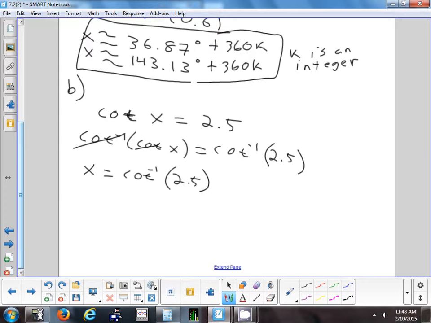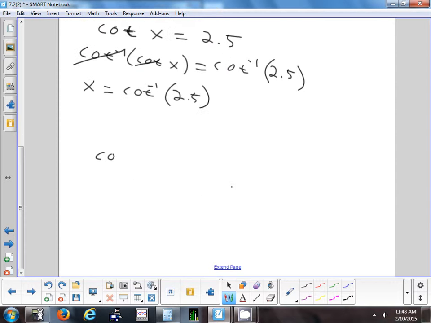Let's go back to the original problem. Cotangent x equals 2.5. Which trig function do you think I'm going to change this into? I have a cotangent right now. When we start to flip things, what trig function would be used here if we start dealing with reciprocals? Yeah? Tangent. Okay, so we're going to convert this somehow into tangent.